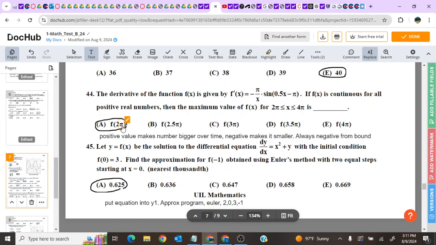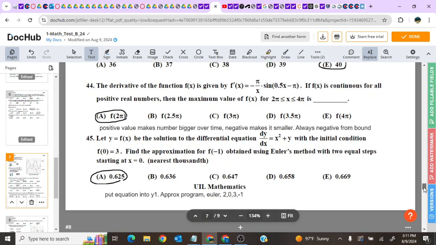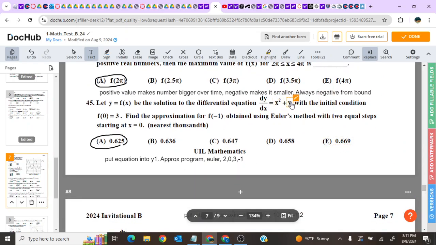Let y equals f of x be the solution to this equation with the initial condition. Find the approximation for f of -1 using Euler's method with 2 equal steps starting at x equals 0. Well, we have our approximation program for this. Put this equation into y1. Yes, you can put a y, it's okay. Use the approximation program, Euler's method. You are having 2 equal steps. You're starting at x equals 0 and y equals 3, and you're looking for f of -1. Do that, and you'll get a value of 0.625.